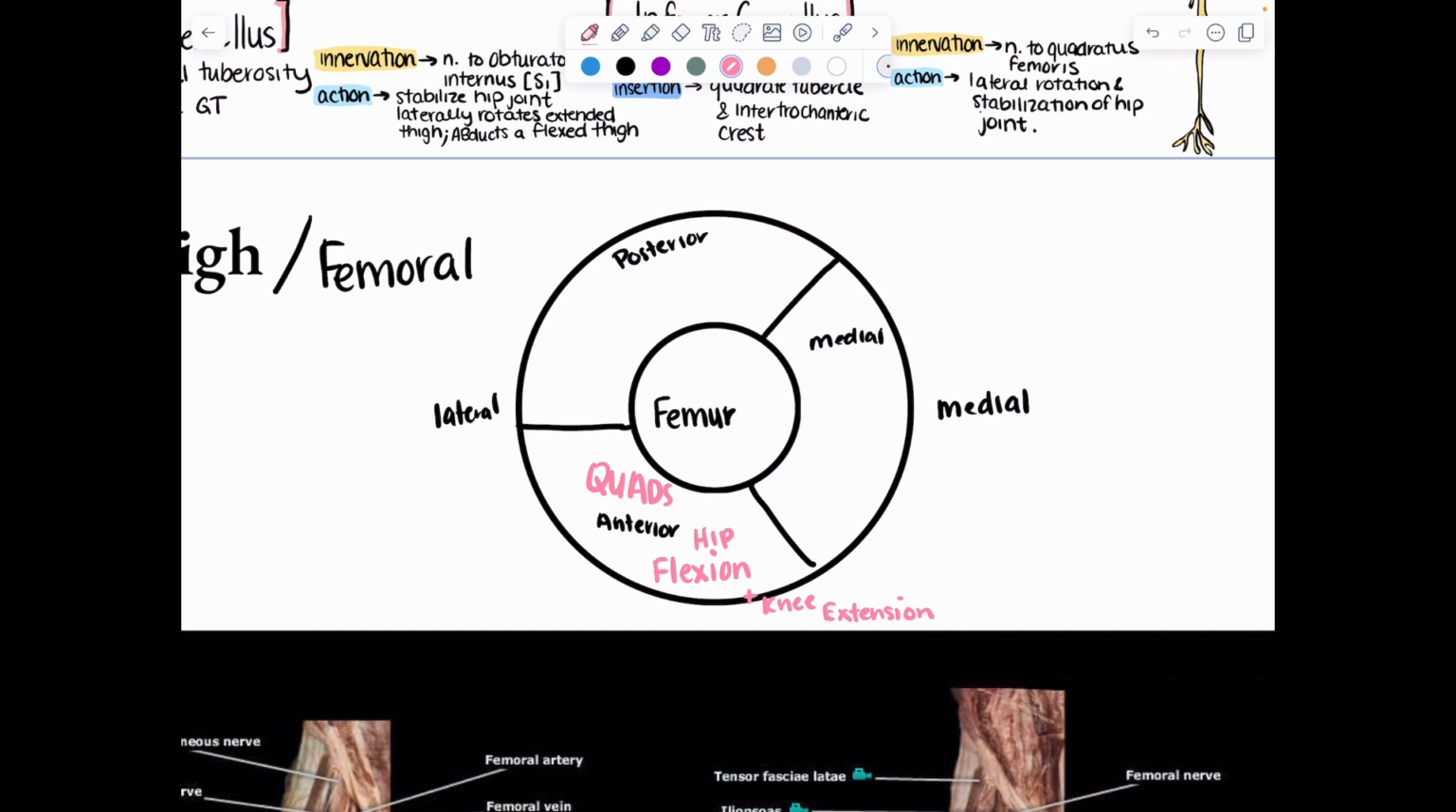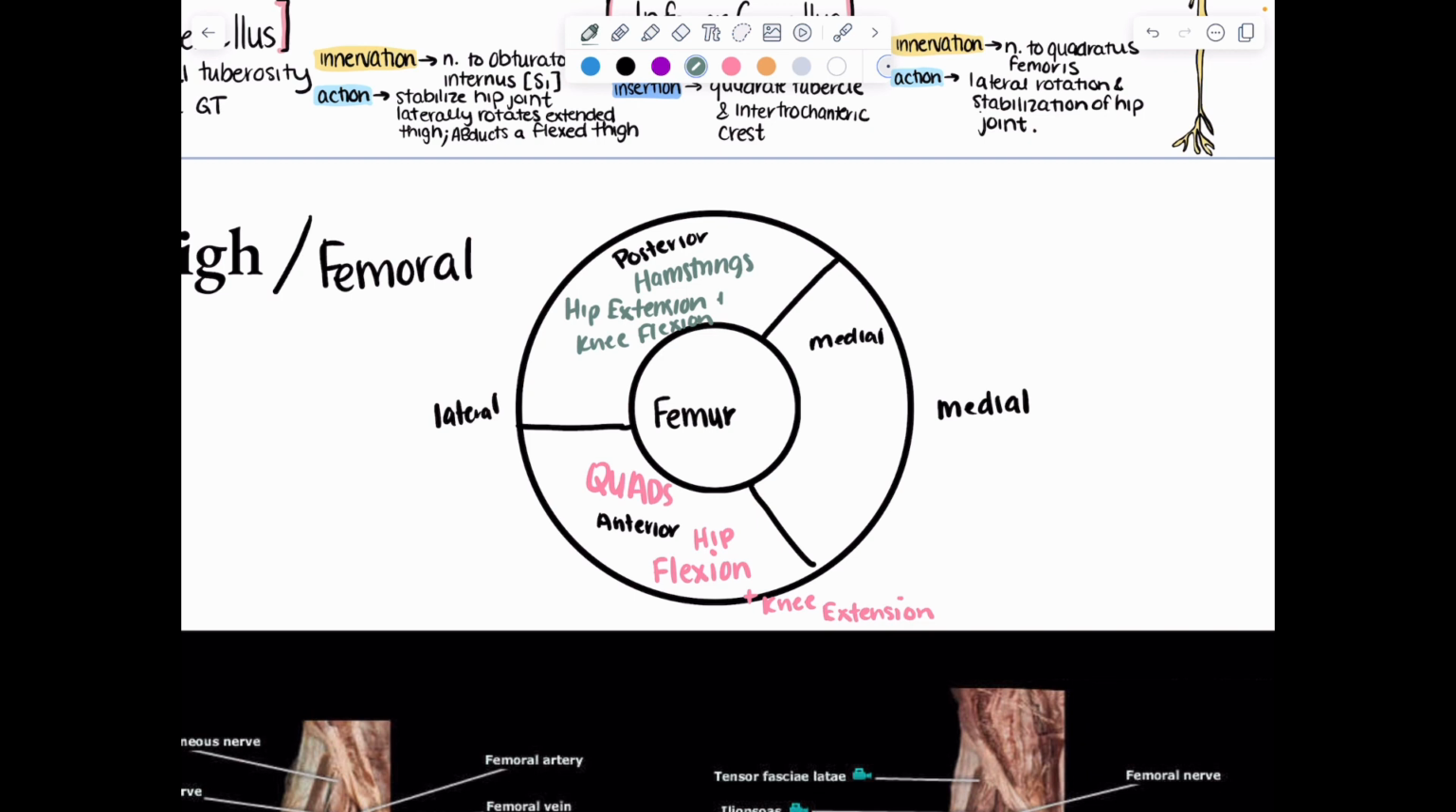You guys don't see me hitting my leg. You'll see this in lab. But that's going to work. So that's that knee extension, but they also help with hip flexion, and your hip flexors are right in that front area. So anterior compartment does hip flexion and knee extension. The posterior compartment is where we have our hamstrings. It is going to do the opposite, so it does hip extension and knee flexion.